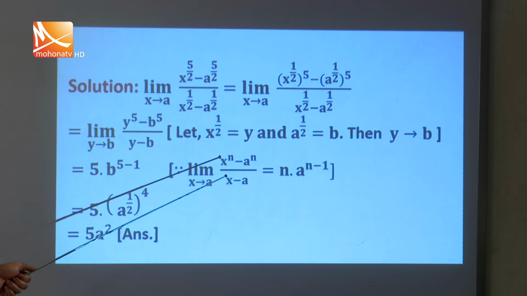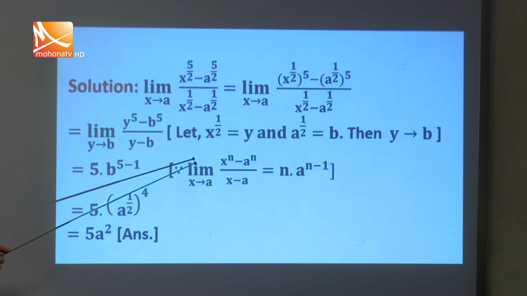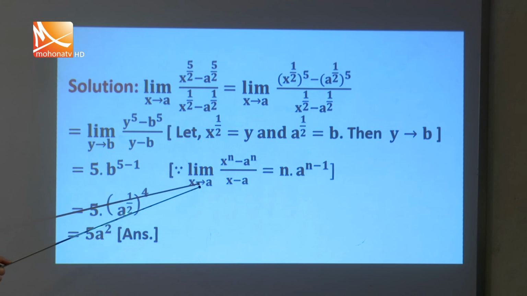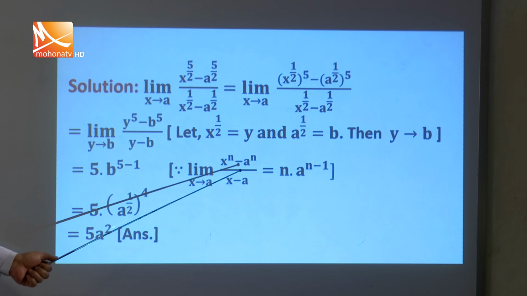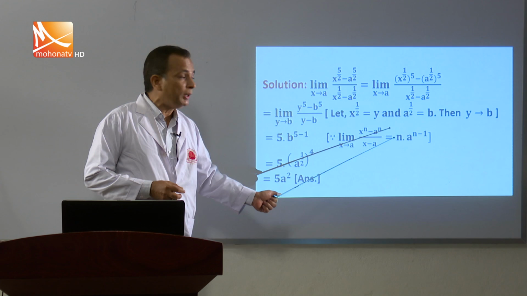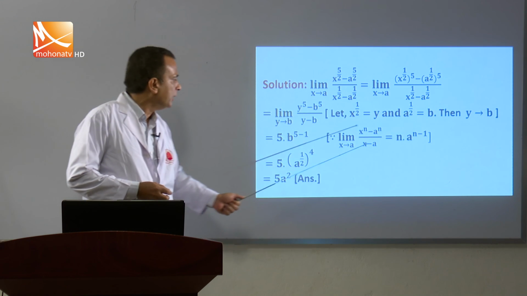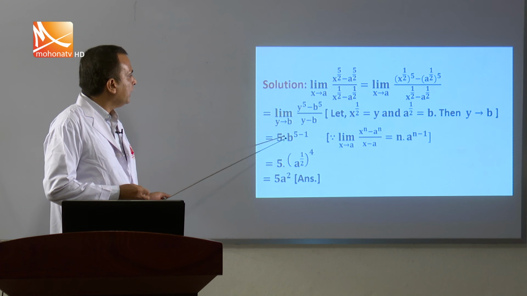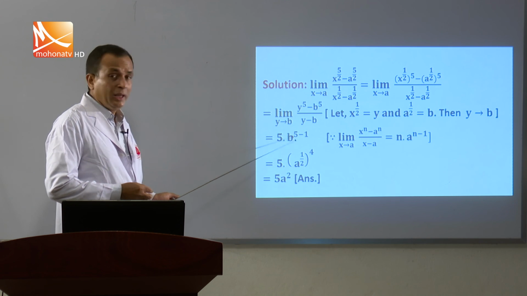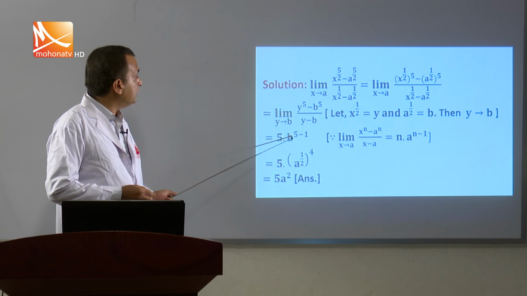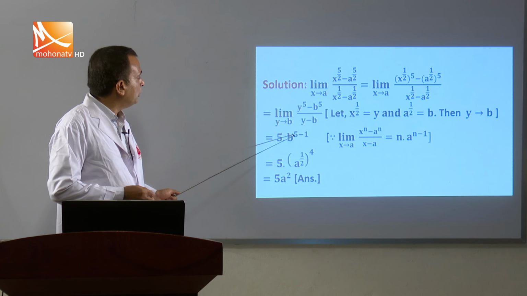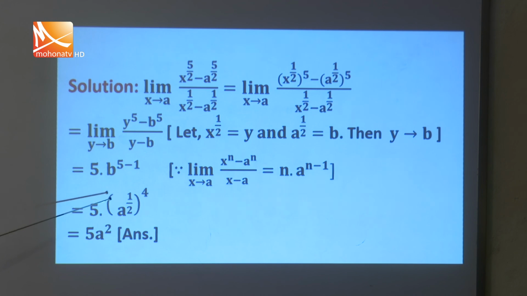You just see that we have learned this formula from the special limit: limit x tends to a of (x to the power n minus a to the power n) by (x minus a) equals n into a to the power n minus 1. Here n is 5 and a is b, so it will be 5 b to the power 5 minus 1, with b as a to the power half, so 5 into a to the power half whole to the power 4, which is 5 a squared.